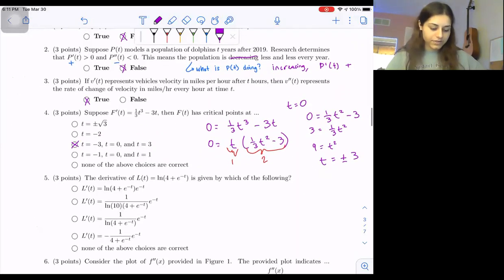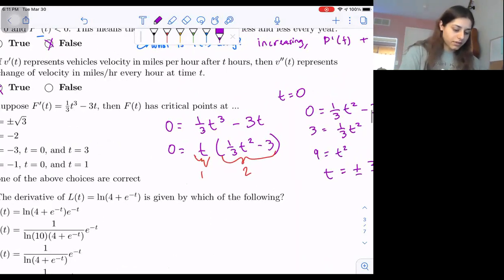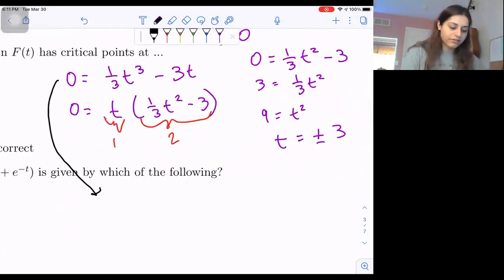Okay, so just to reiterate my point, if we were going to solve this without factoring, I would move the 3t over to the left.